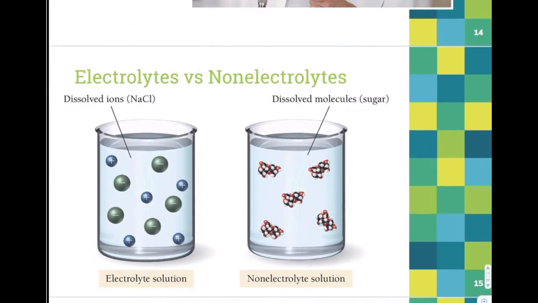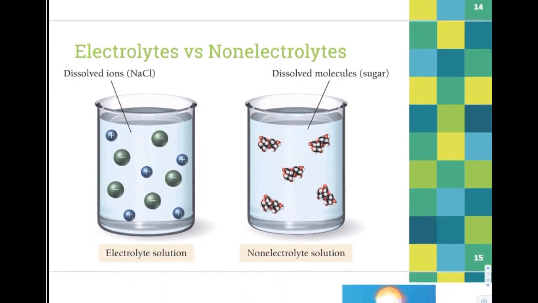So here's an example of electrolytes versus non-electrolytes. 2 things that dissolve in water. Sodium chloride dissolves in water, and sugar dissolves in water. But sodium chloride dissolves into ions, and the sugar dissolves into sugar molecules. So the sugar is not an electrolyte because it doesn't make any charged particles, and the sodium chloride is an electrolyte because it makes charged particles.